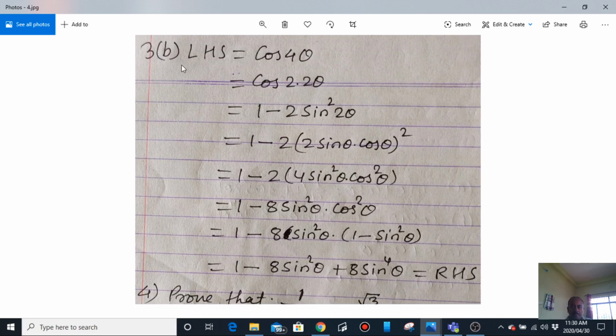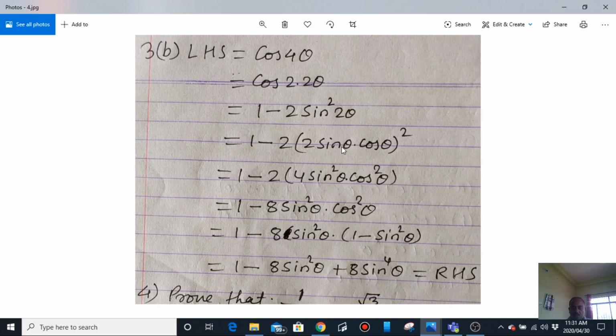Now 3b, here cos 4 theta has to be written in terms of sin theta. So we are doing that. Cos 4 theta can be taken as cos 2 into 2 theta, and you know cos 2A equals 1 minus 2 sin square A. That formula we are using here. So cos 2 into 2 theta can be written as 1 minus 2 sin square 2 theta. So 1 minus 2, keep a square here.